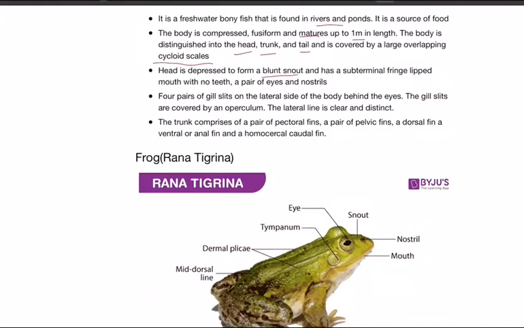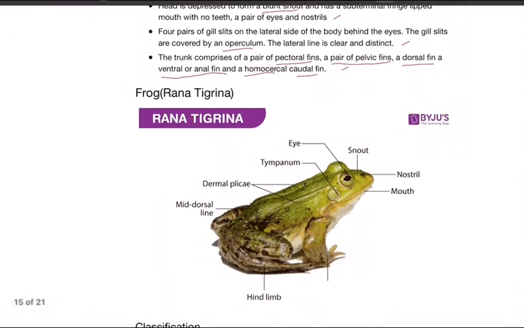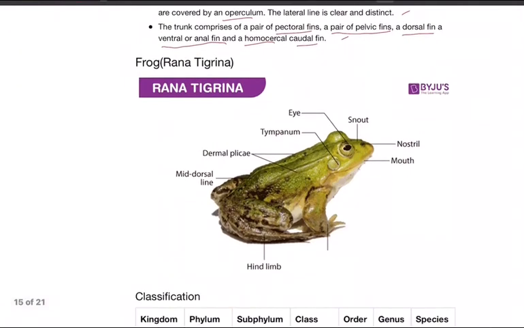Head is depressed to form a blunt snout and has a subterminal fringed, lipped mouth with no teeth, a pair of eyes and nostrils. 4 pairs of gill slits on the lateral side of the body behind the eyes can be seen. The gill slits are covered by a layer called operculum. The lateral line is clear and distinct. The trunk comprises a pair of pectoral fins, a pair of pelvic fins, a dorsal fin, a ventral or anal fin, and of course a heterocercal caudal fin. Fins are the characteristic features of fishes.